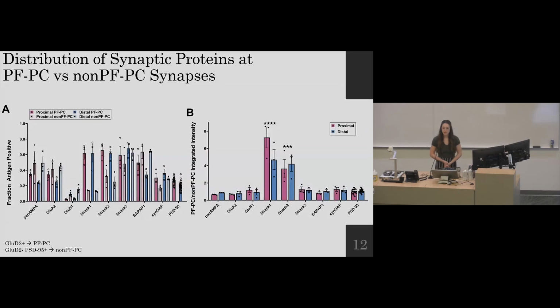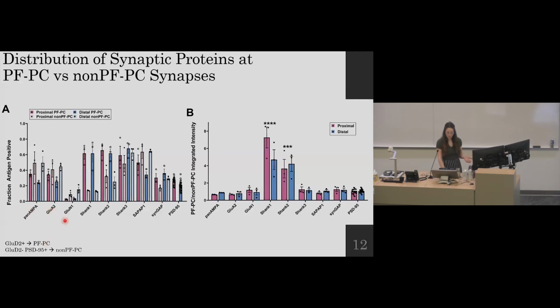So I used Arivis to quantify the images that I showed in the last slide. And I was able to get density and intensity measures from Arivis. The first panel here shows the fraction of parallel fiber to Purkinje cell synapses and non-parallel fiber to Purkinje cell synapses that were positive for each antigen of interest. A three-way ANOVA showed significant differences between antigens and between synapse types, but not between the proximal and distal regions of the molecular layer.